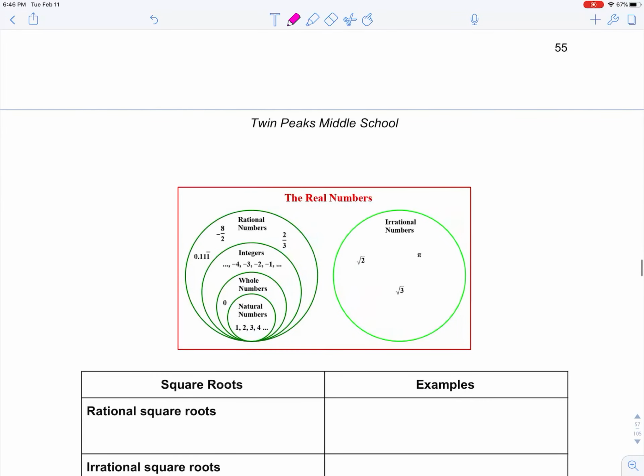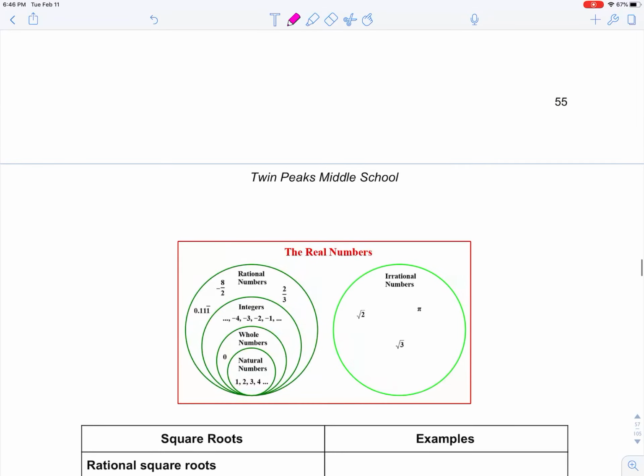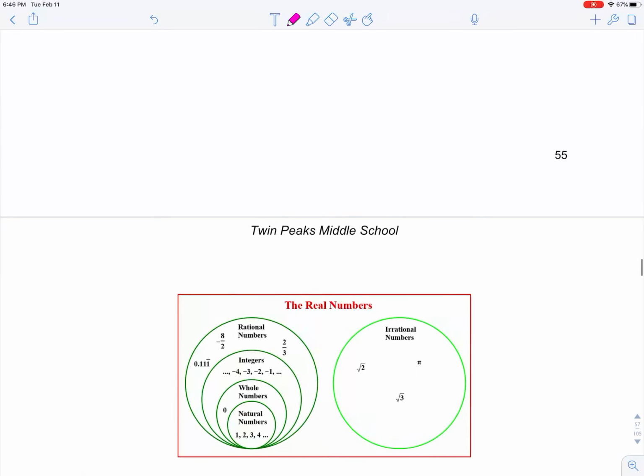We have a really nice graphic here. I said that real numbers was a gigantic umbrella term. If I were to try to draw an umbrella, let's see if I can do this.